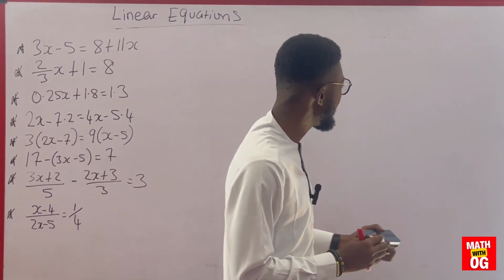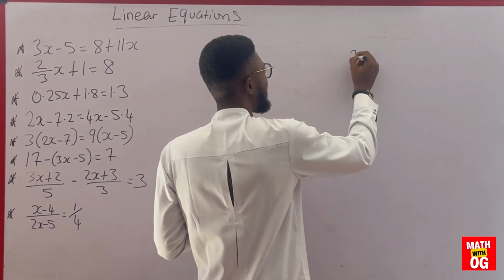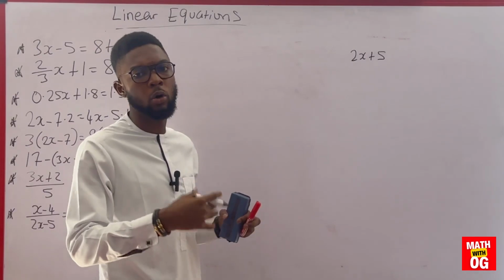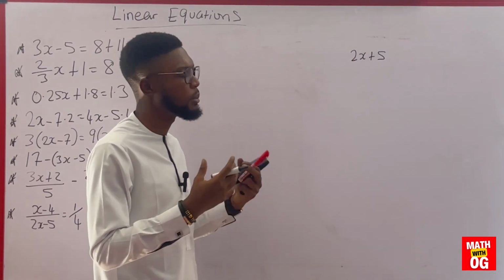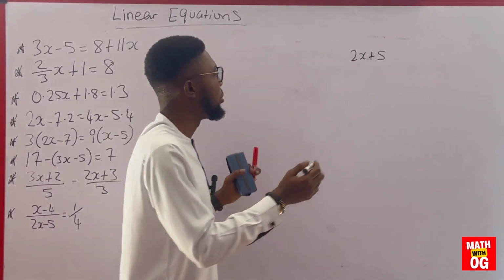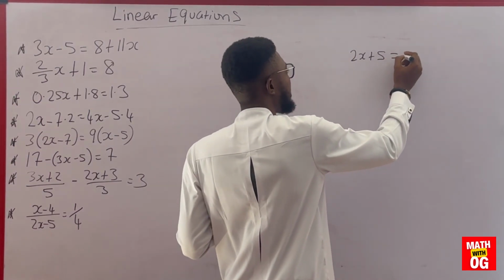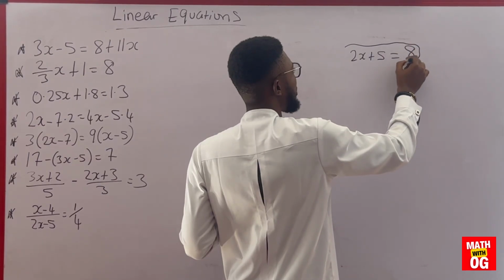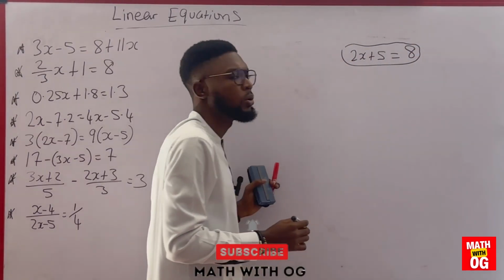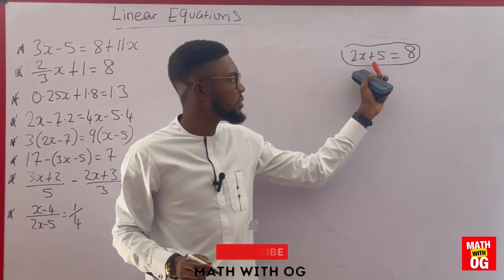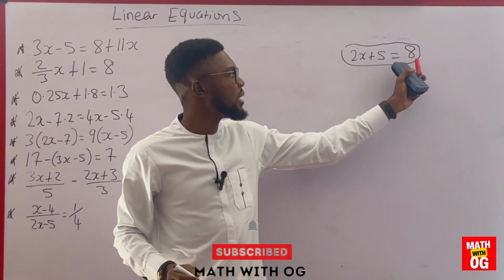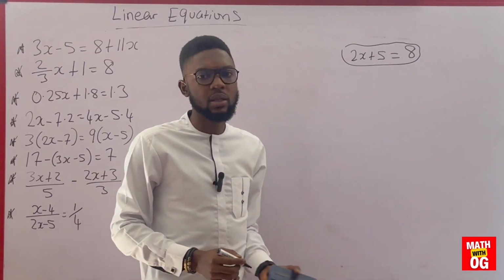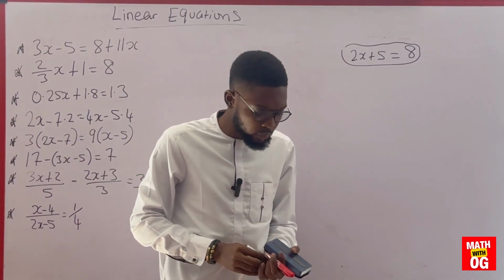So if you see something like 2x + 5, this is called a mathematical expression, or just an expression, or a mathematical statement. Now the moment I equate this to 8, this automatically becomes a mathematical equation. 2x + 5 is a mathematical expression or statement. 8 is a mathematical expression or statement. Now equating them makes this an equation.